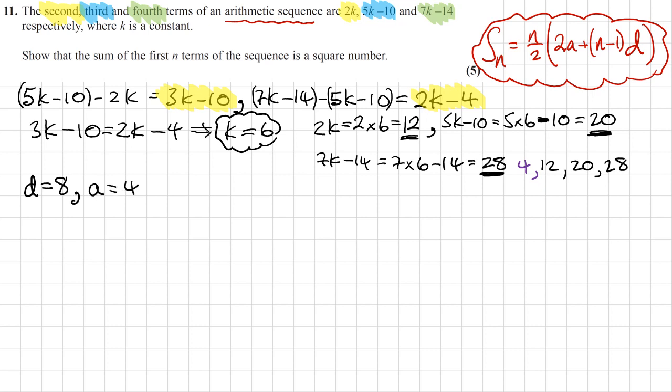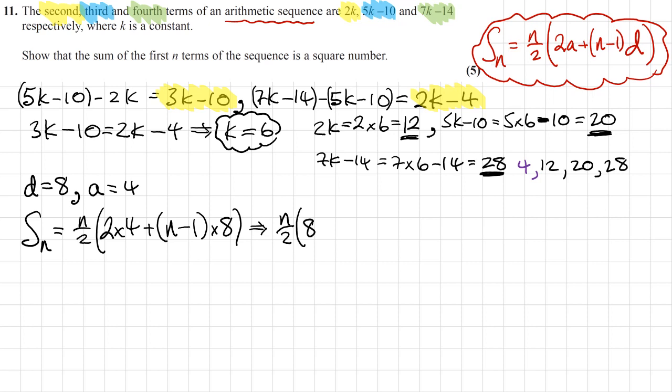Now I can put these into the formula. So the sum of my n terms is n over 2, 2a, so 2 times 4, plus n minus 1 times by d, which is 8. Let's see what we get when we simplify this. So we'll have n over 2 times by 8 plus, let's expand the brackets, 8n minus 8. Right, so the 8s will cancel out here. That just leaves n over 2 times by 8n. And if we do that, that gives us 4n squared.